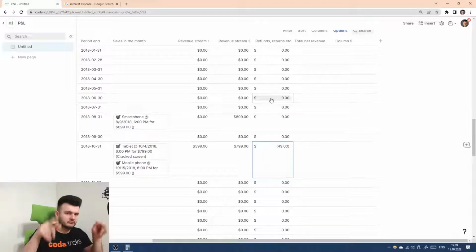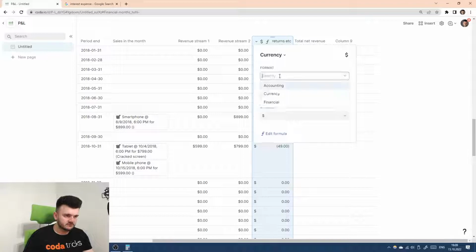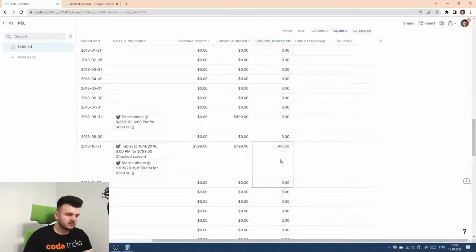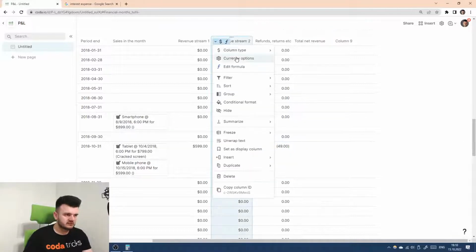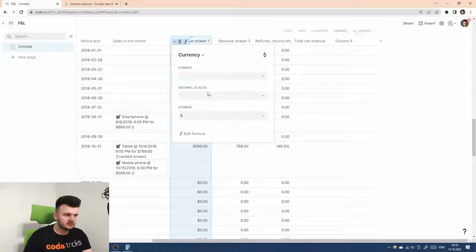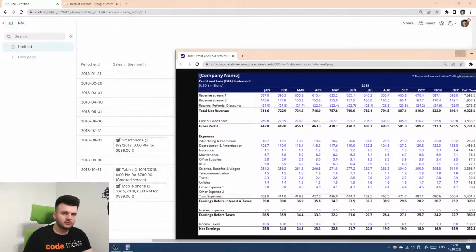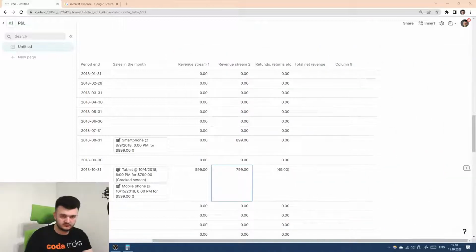So in the brackets, accounting or financial. Financial will have no dollars in them, just the numbers. You can do the same here, so format financial and format financial. This will mirror our format here. Okay, wait, I'm having some problems. Okay.